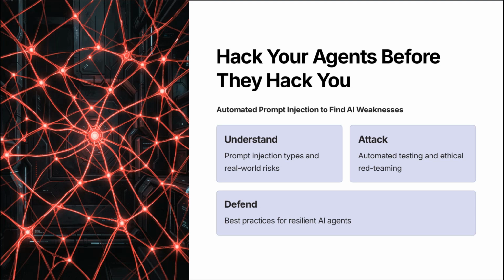In this lecture, we'll focus on how to think like an attacker so you can build stronger AI agents. The goal is to understand the main types of prompt injection and the real risks they create in production systems, from manipulated outputs to unsafe tool use and data exposure. We'll also look at the attack side through automated testing and ethical red teaming, using structured methods to uncover weaknesses before someone else does. And just as importantly, we'll cover how to defend your agents with practical best practices that improve resilience and reduce the impact of prompt injection in real-world applications.